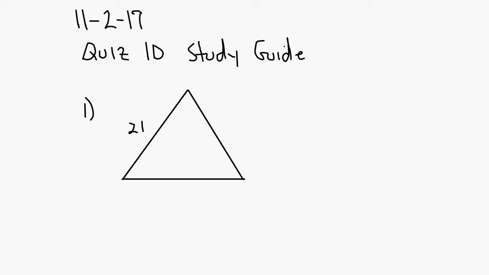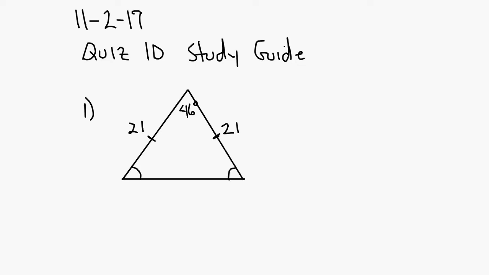All right, so you're given this triangle and you're told that both of these sides are 21 units long. So what that means is that they're congruent to each other, which makes this an isosceles triangle. And if two sides of a triangle are congruent, then the angles opposite those sides are congruent.